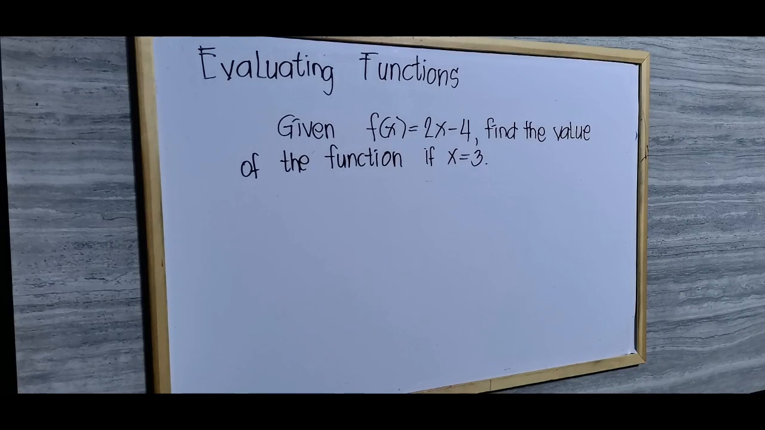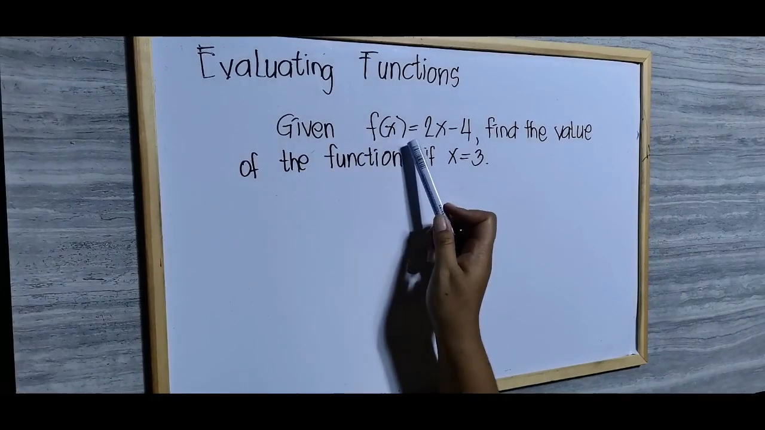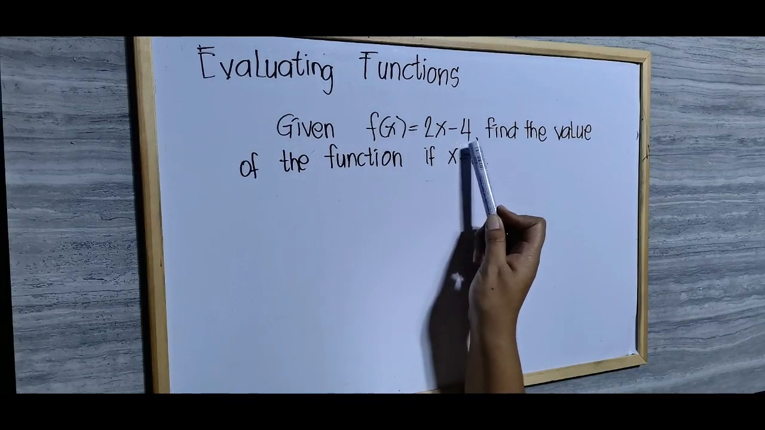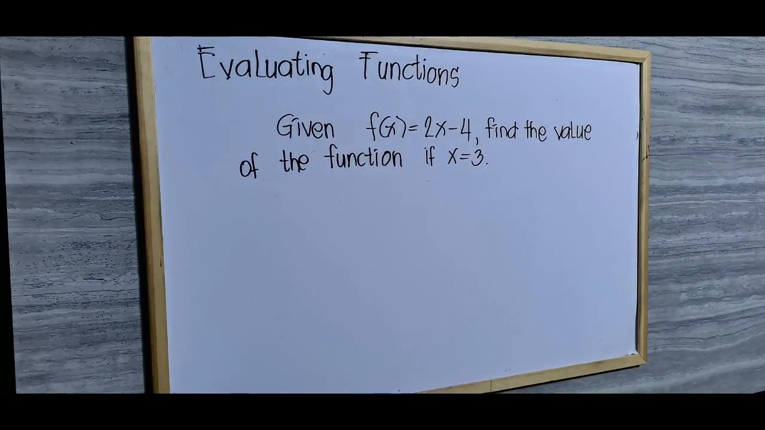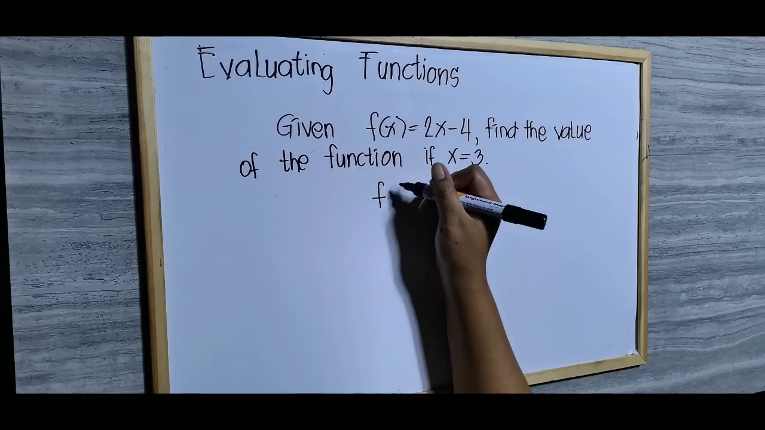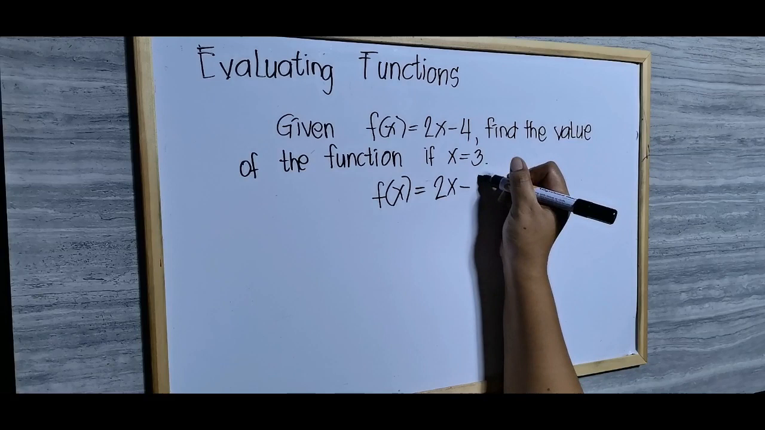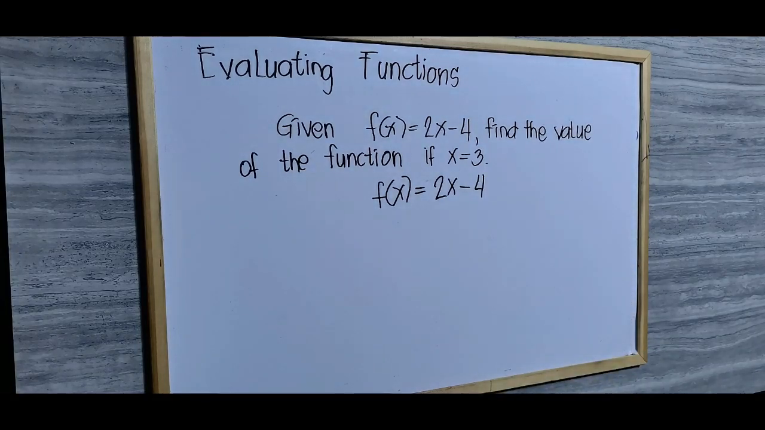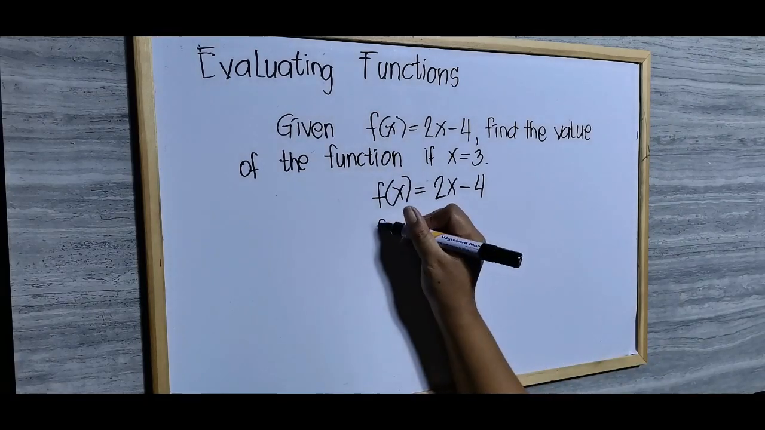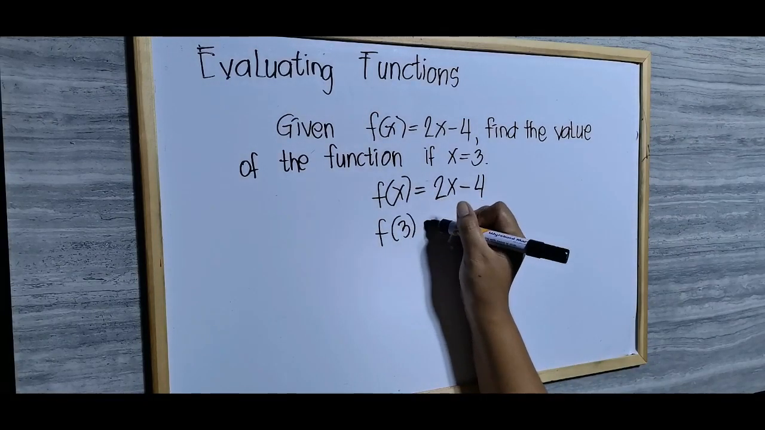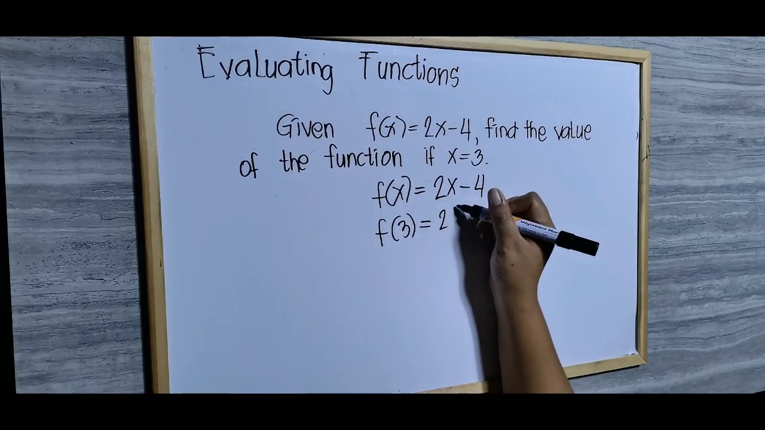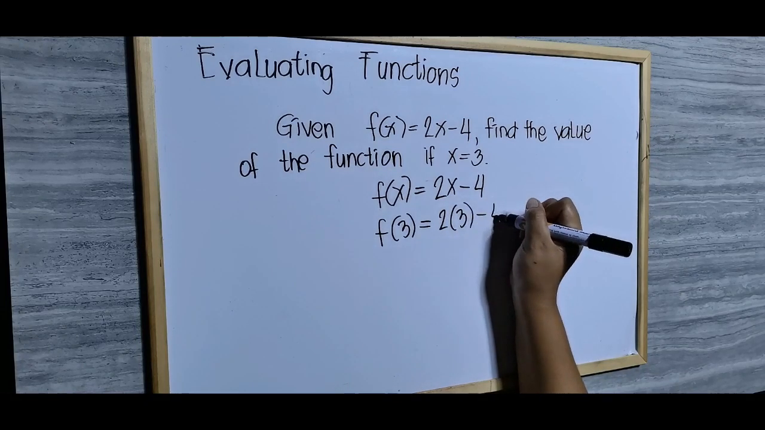So, let us have this example. Given f of x is equal to 2x minus 4, find the value of the function if the value of x is positive 3. First, let us write the given function, which is f of x is equal to 2x minus 4. Our first step is to substitute 3 for x in the function. So, it will become f of 3 is equal to 2 multiplied by 3 minus 4.